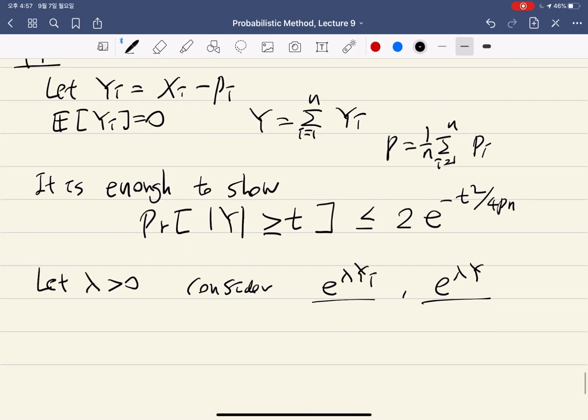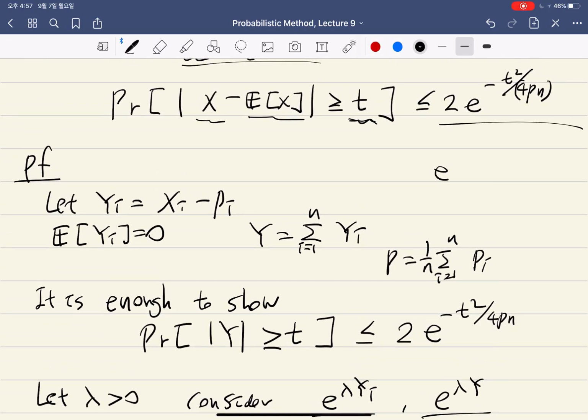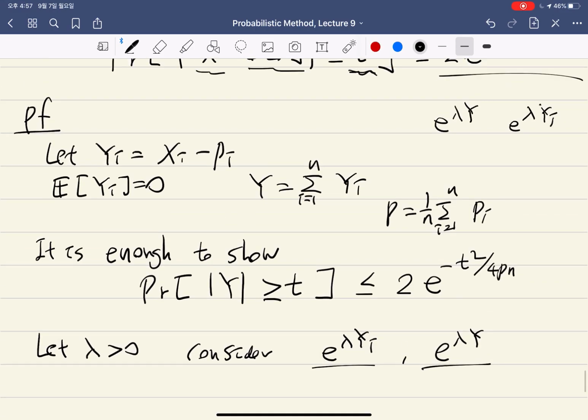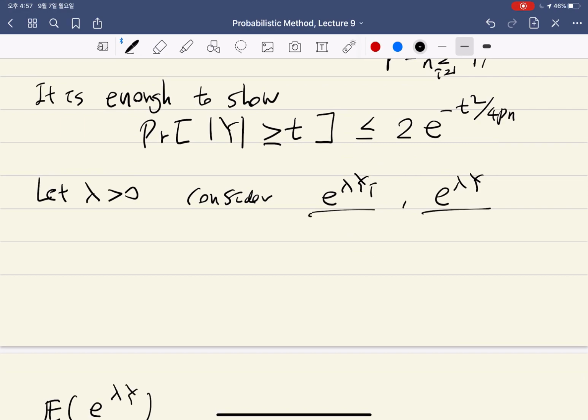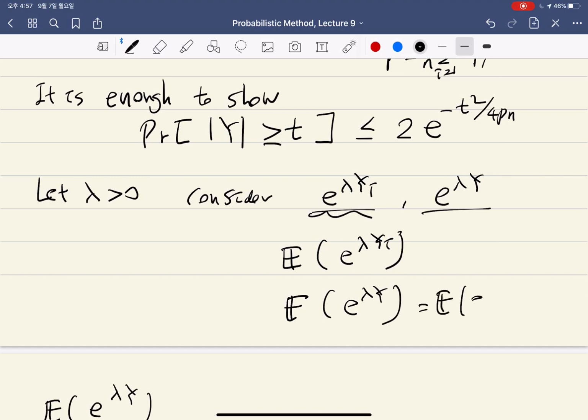Another motivation for considering the exponential of lambda y, or exponential of lambda yi, instead of yi itself, is this. If we know the expectation of e to the lambda yi, then the expectation of e to the lambda y is the expectation of e to the lambda y1 plus lambda y2 plus and so on, which is actually the multiplication of the expectations of e to the lambda yi rather than the summation.